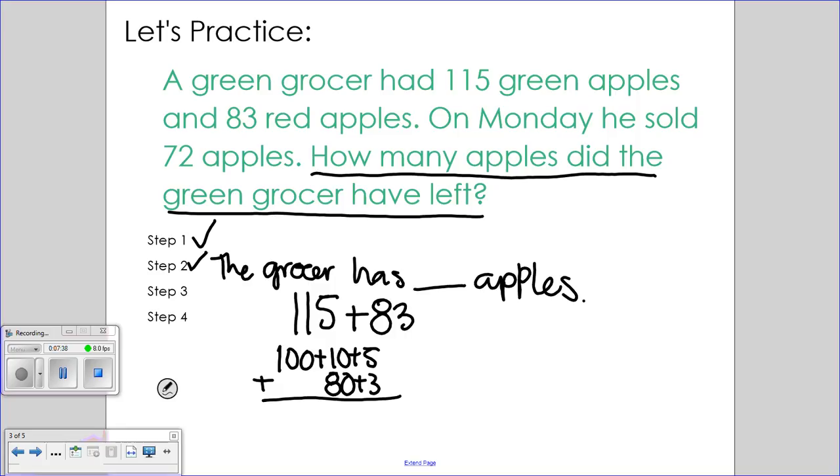I thought it was minus. Why would it be minus? Because it said a green.